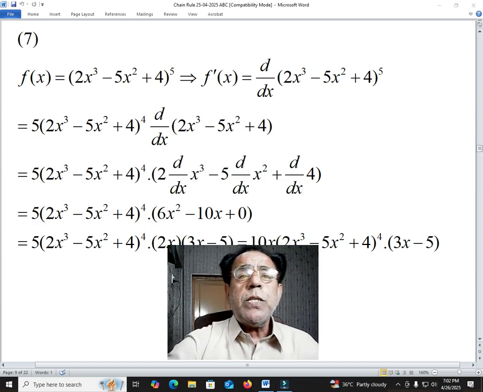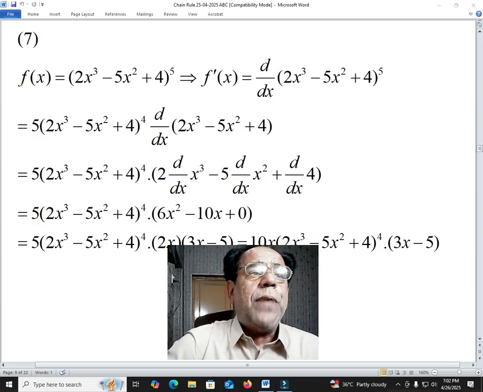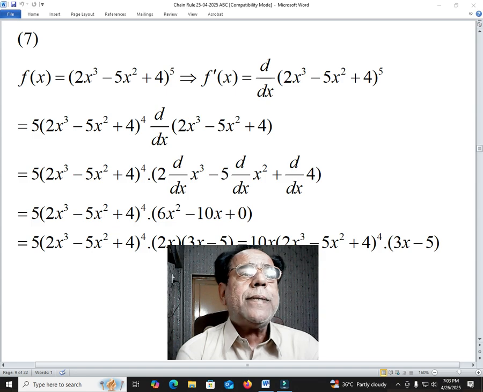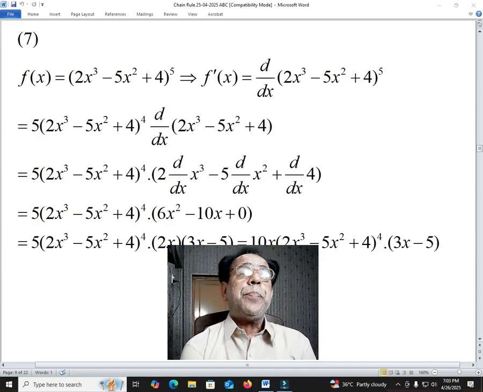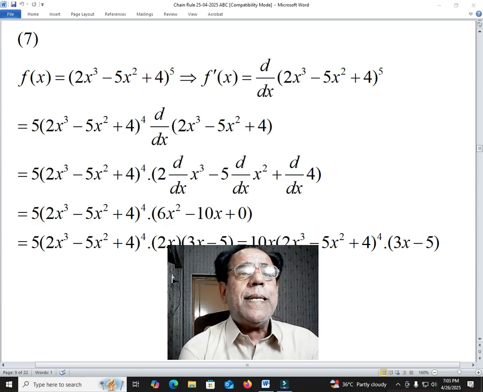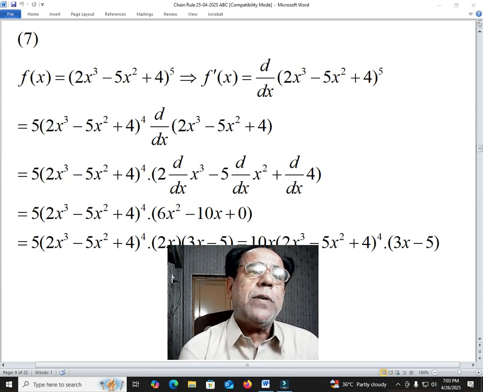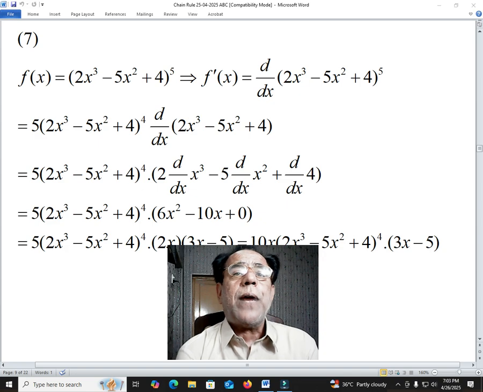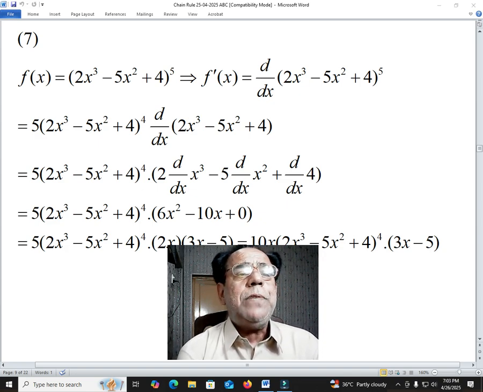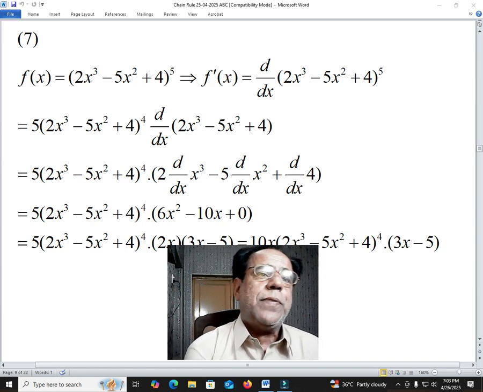So here it will become 5, then power 1 minus 1, that is 4, 5 into (2x cube minus 5x square plus 4) raised to power 4, because here d over dx x raised to power n is equal to n x raised to power n minus 1, power rule. So here 5 will be reduced by 1, and then we will take d over dx of the internal function.